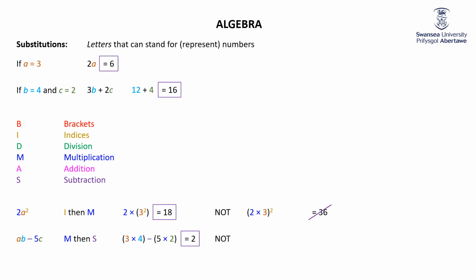3 times 4 is of course 12, 5 times 2 is 10, 12 minus 10 is 2. You would not get the right answer if you did it in order. In other words, you would take a times b, and then you would multiply by 5, and then you would multiply by c, which is 2. That would give you the silly answer of 14, which again, line through it.